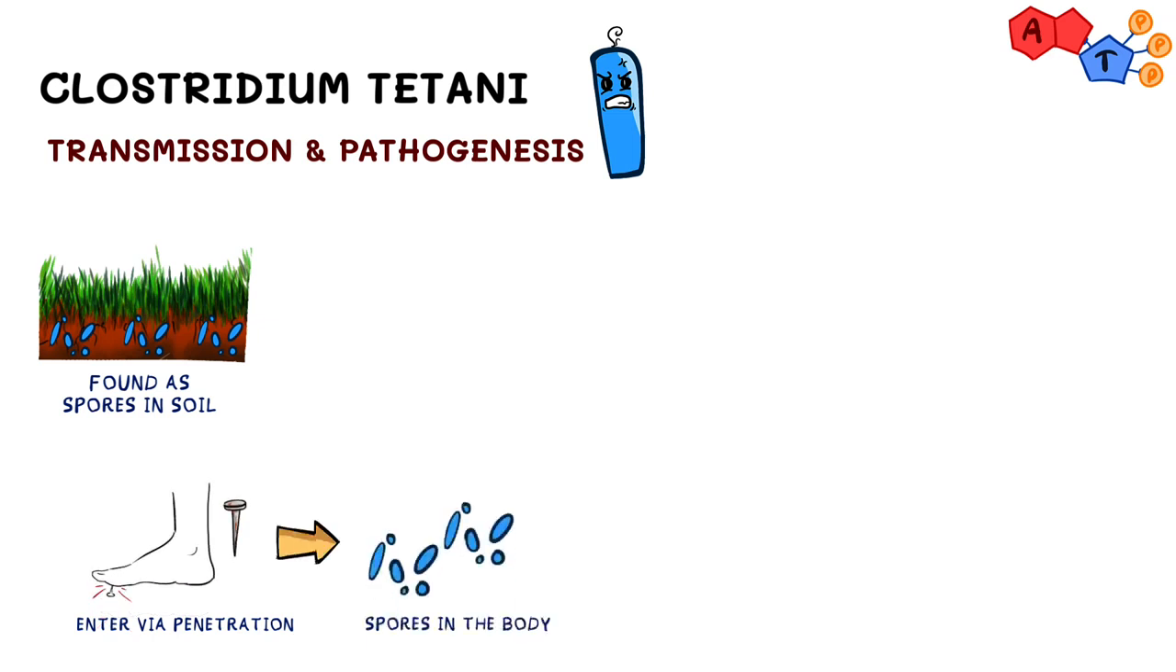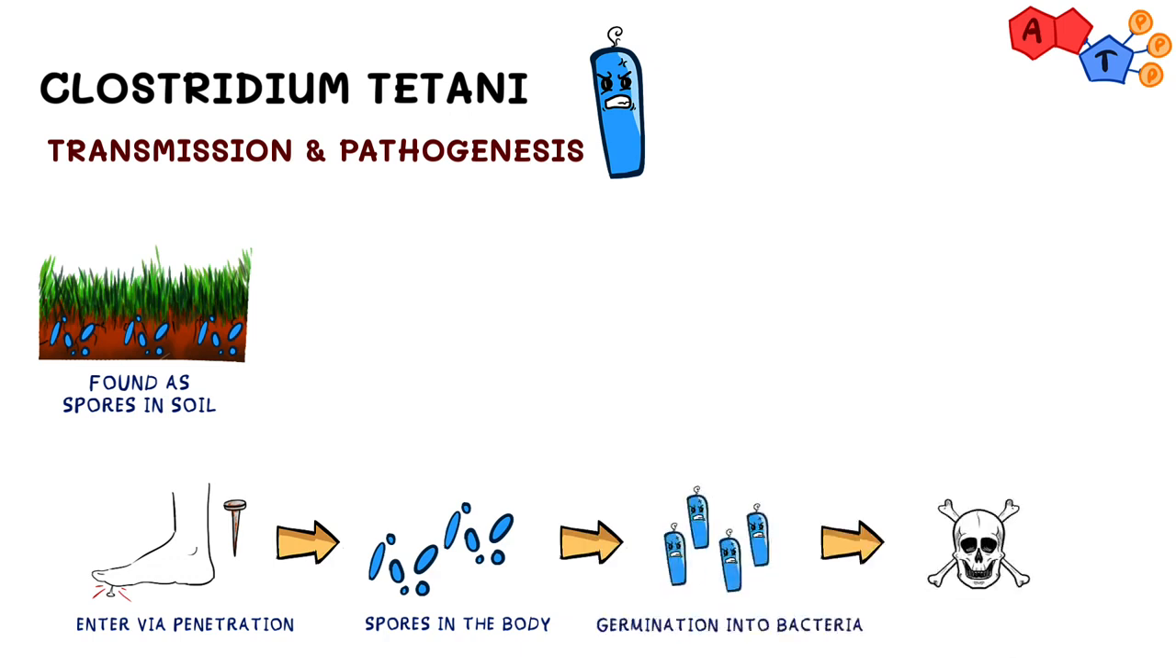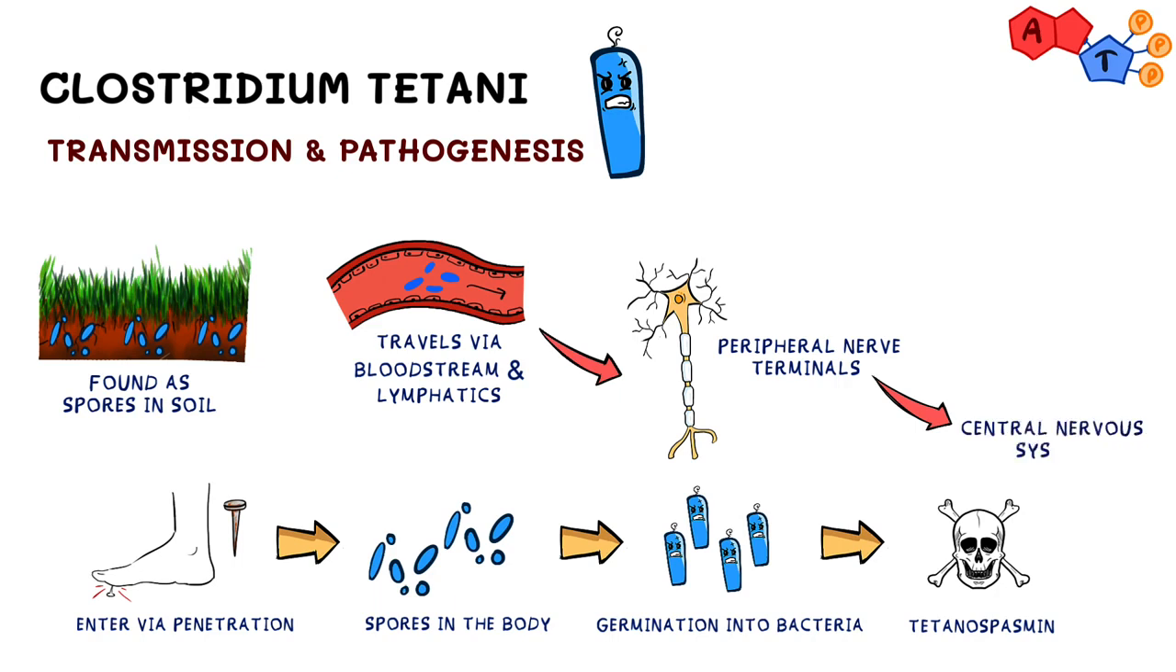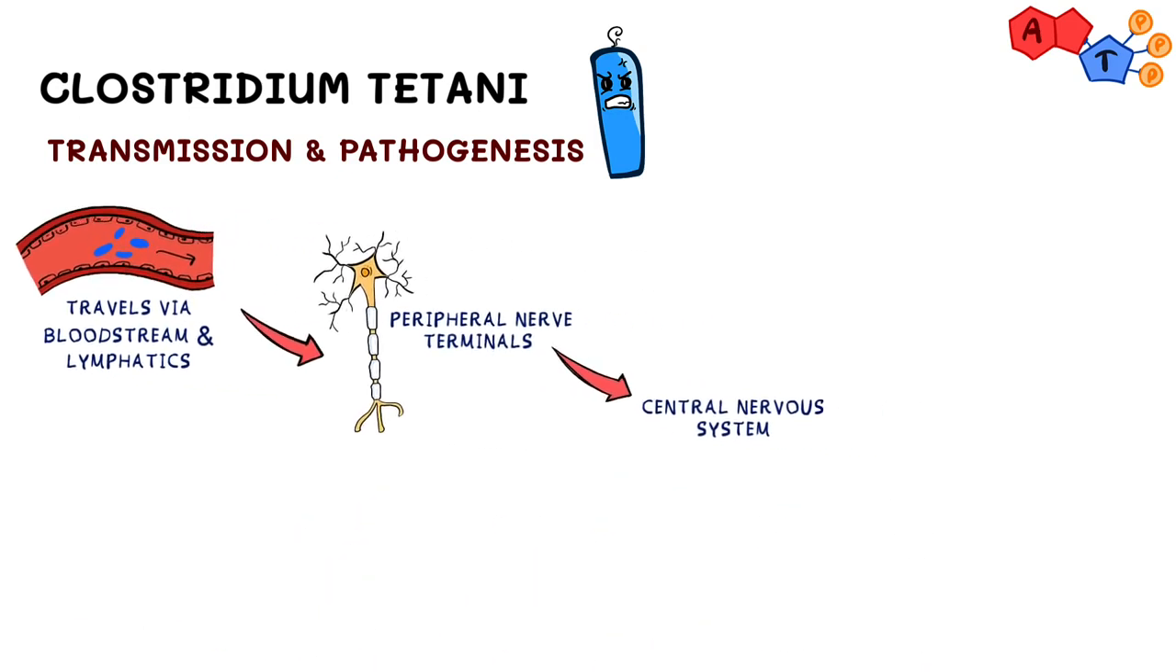Once the spores get into the body, they germinate into bacteria, and a tetanus toxin called tetanospasmin is produced. The toxin travels via the bloodstream and lymphatics to the peripheral nerve terminals and then to the CNS. It's important to know that tetanus toxin travels retrograde through motor neurons to the spinal cord.